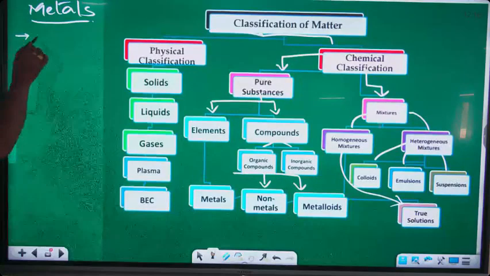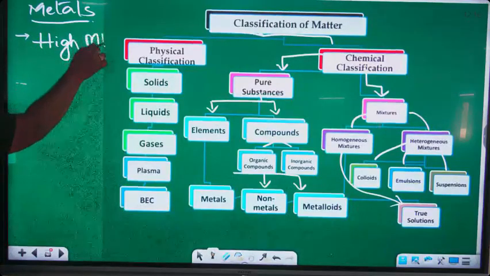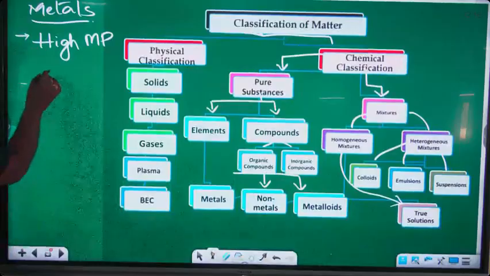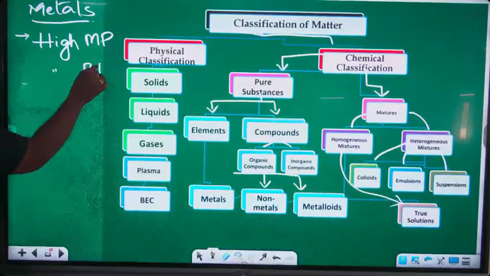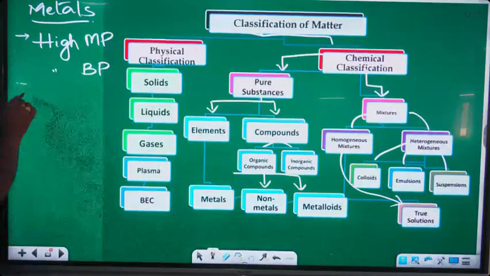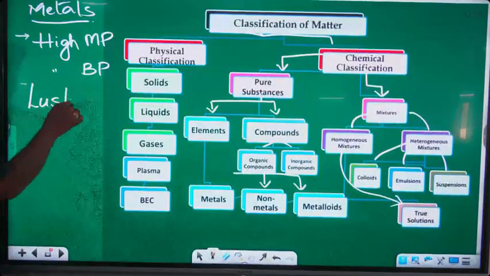The first thing, metals have high melting point. Metals have high boiling point. That metals are lustrous in nature.